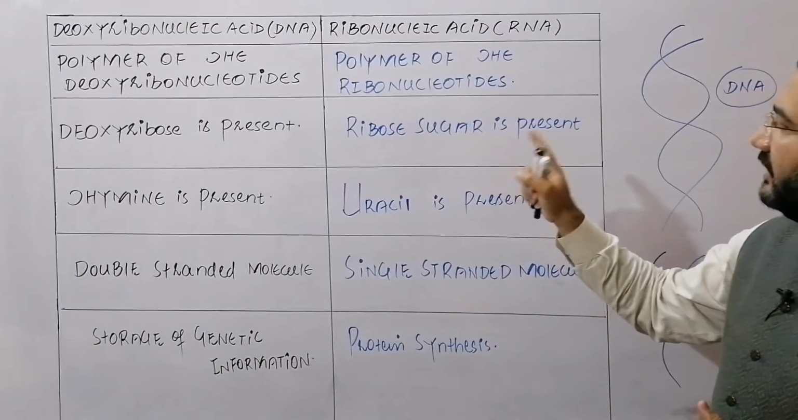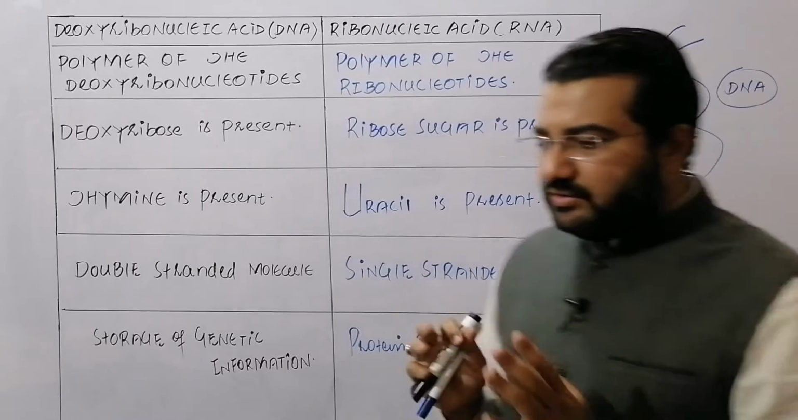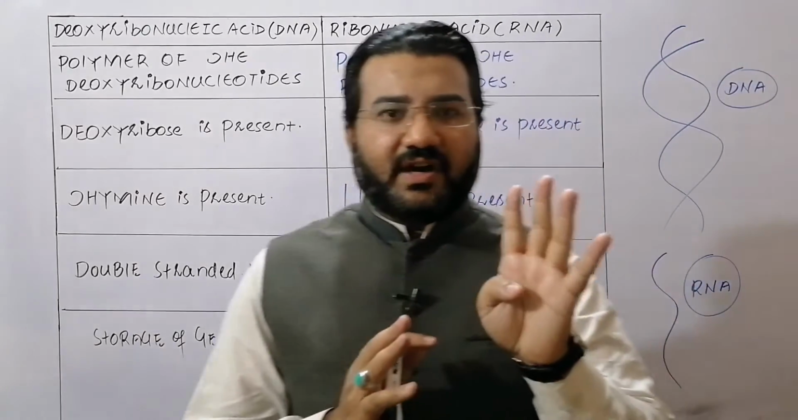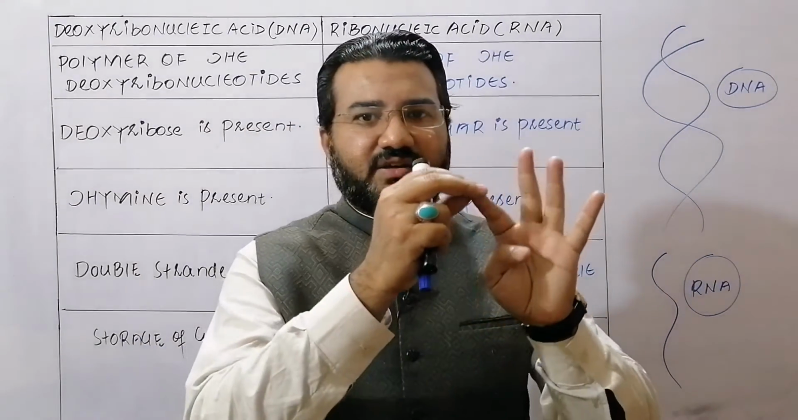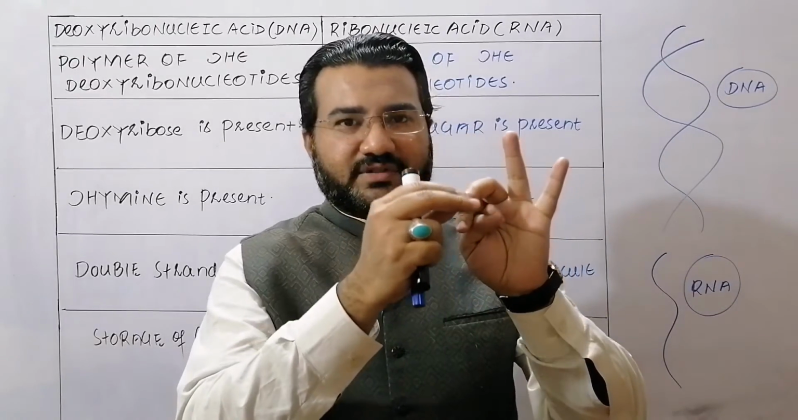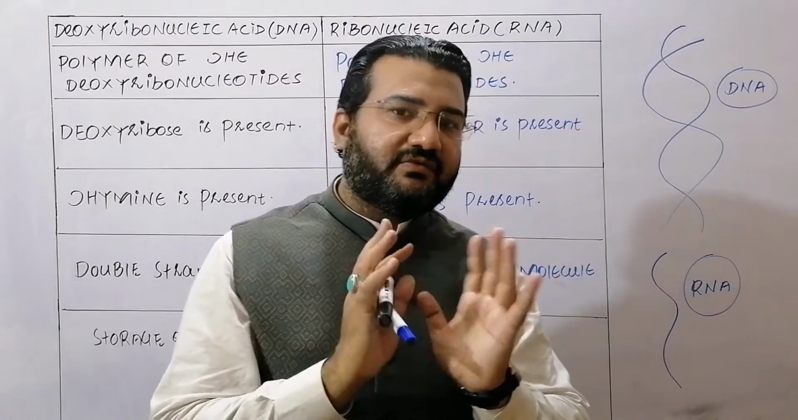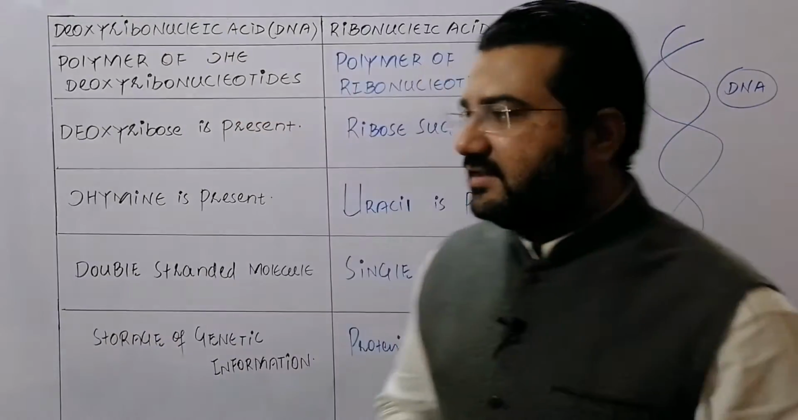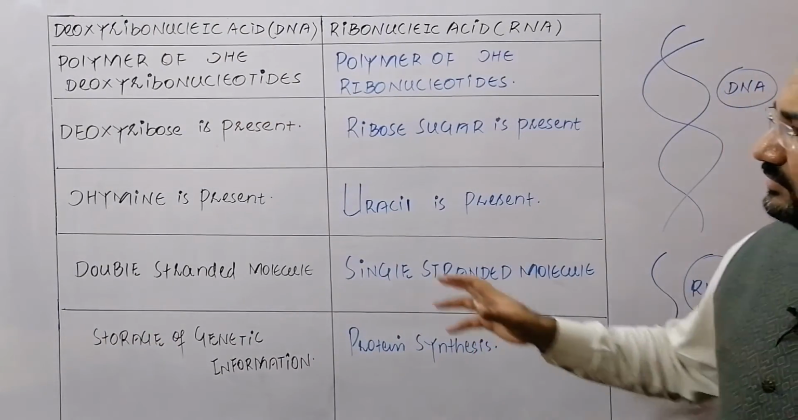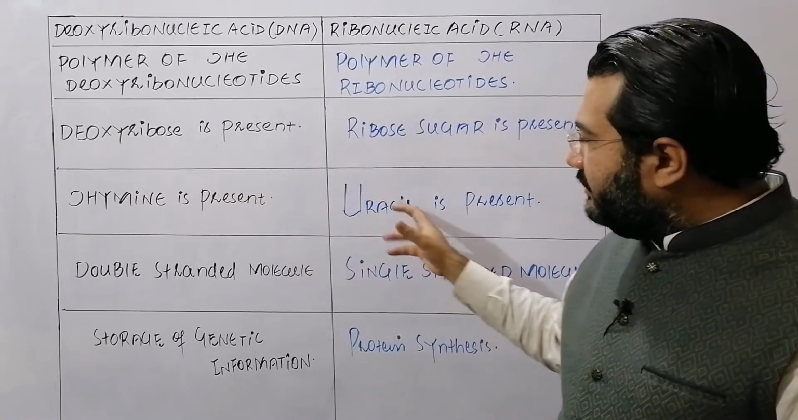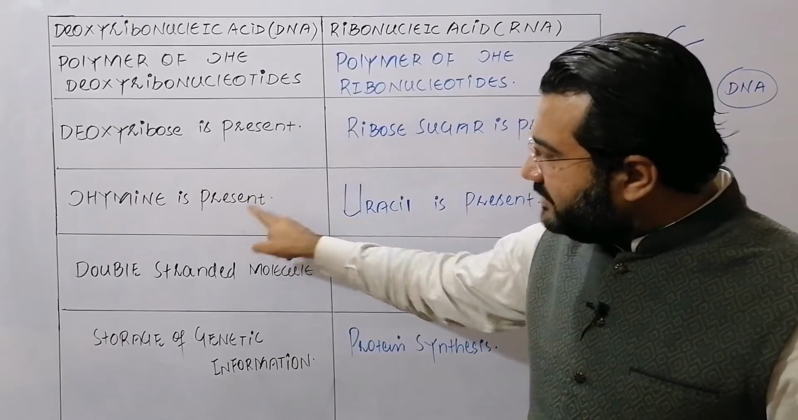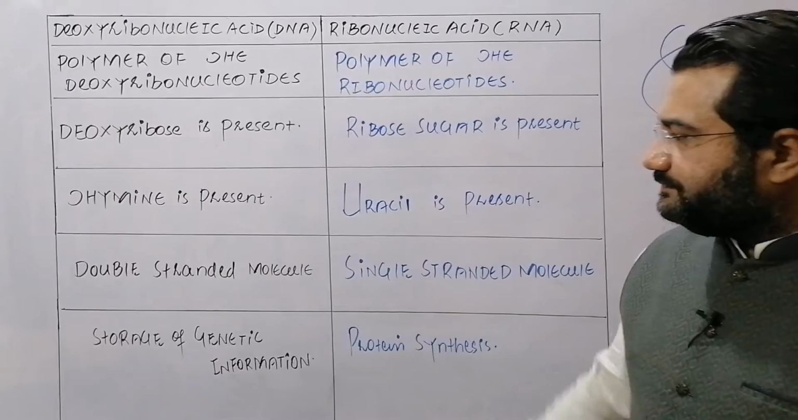While in case of RNA, uracil is present. So in RNA, there are 4 nitrogenous bases. One is uracil, then cytosine, and then adenine, and finally guanine. So these are the 4 nitrogenous bases present in the RNA. So in DNA thymine is present, in RNA uracil is present. Here uracil is absent and here thymine is absent.